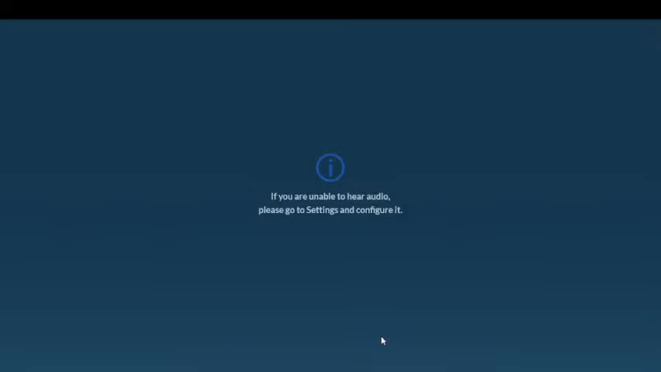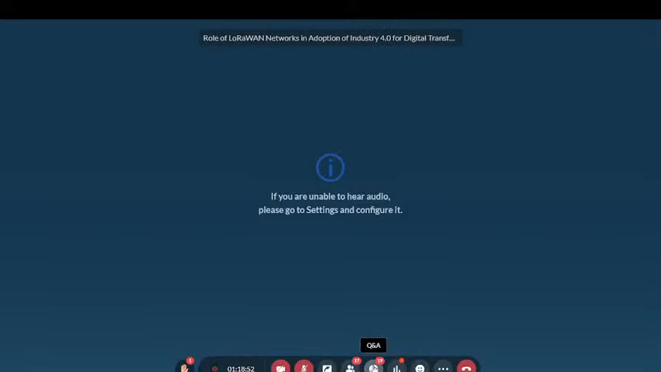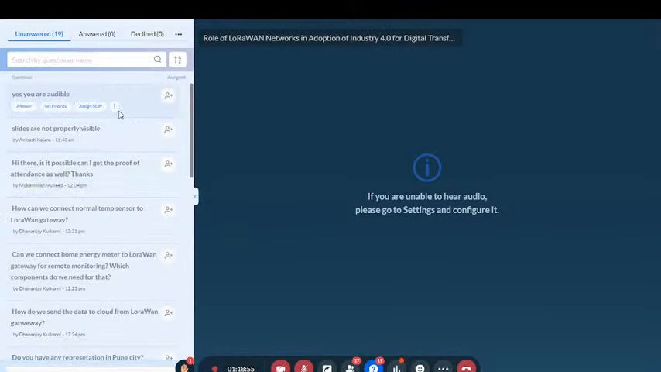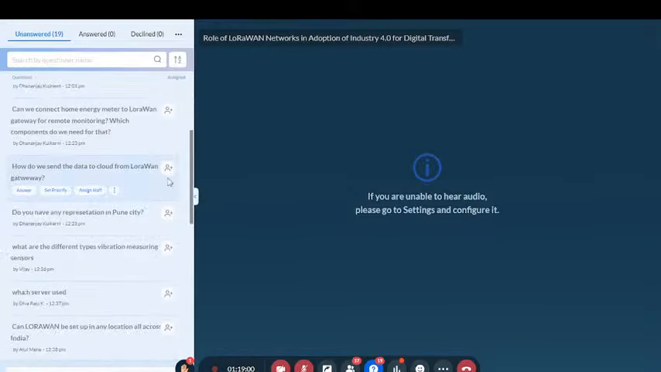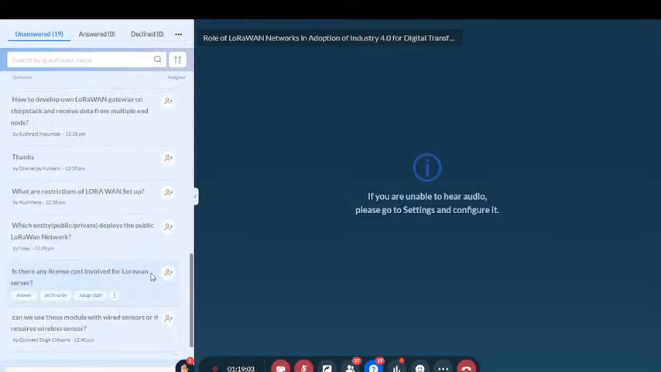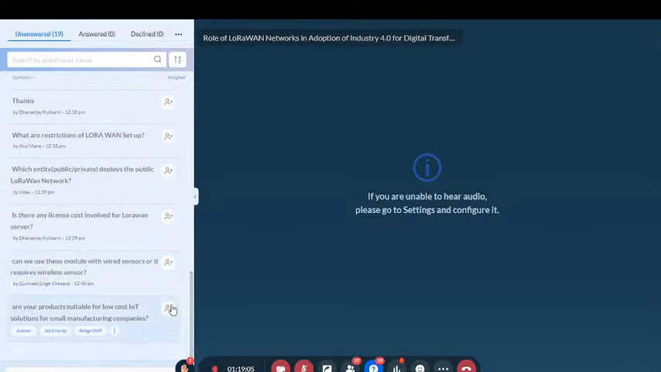Okay, so how to deploy your own LoRaWAN gateway on ChirpStack and receive data from multiple end nodes? Sir, you can just connect your LoRaWAN gateway and install ChirpStack or use their service. Then you put the IP of that ChirpStack server into the gateway, and on ChirpStack you register your gateway using the EUI, and then it will be connected to your ChirpStack server.